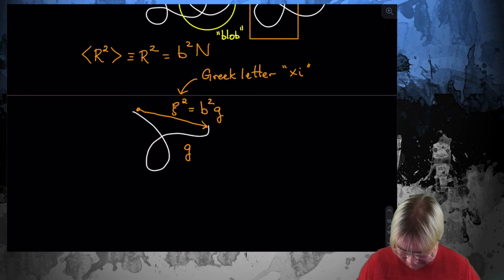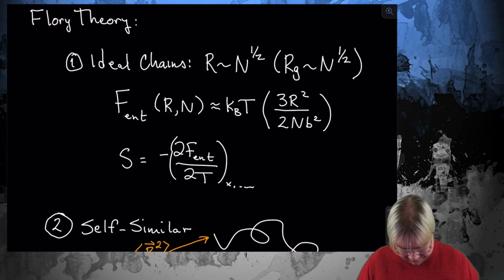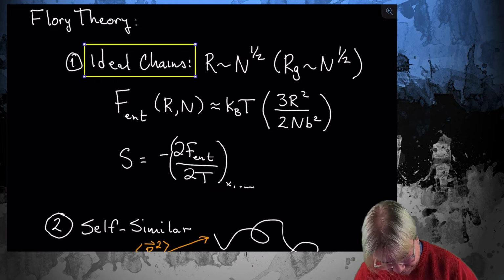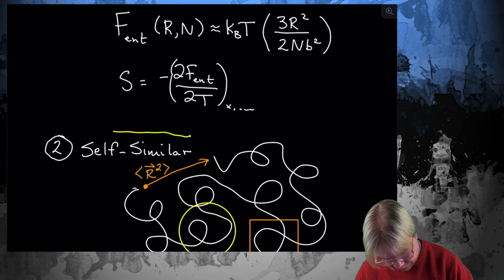Anyway, little digression there. But anyway, these are the two concepts I want you to remember for today: that ideal chains, their free energy is due entirely to entropy, and that polymer chains are also self-similar.